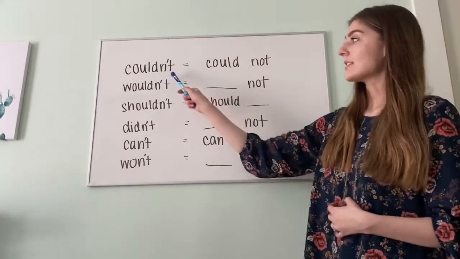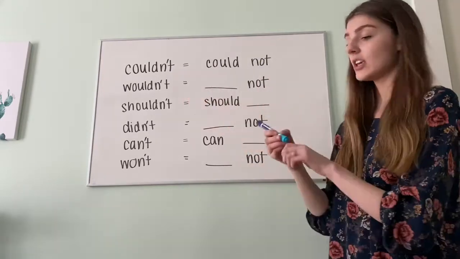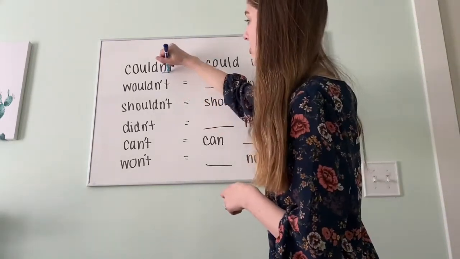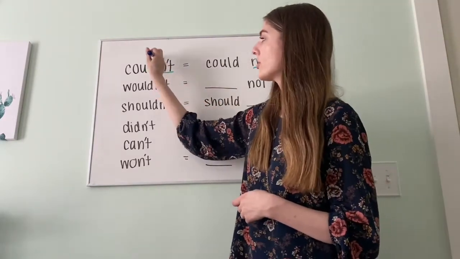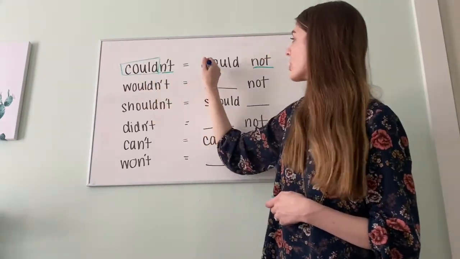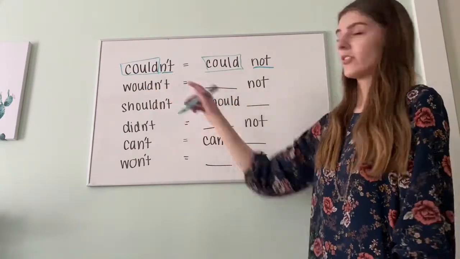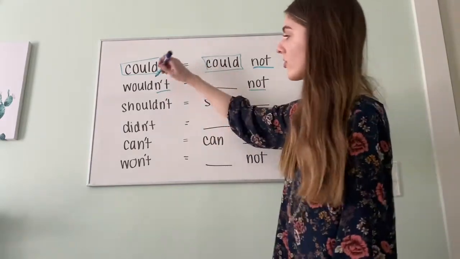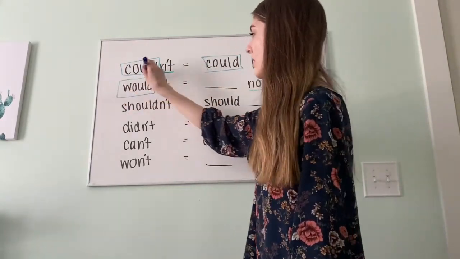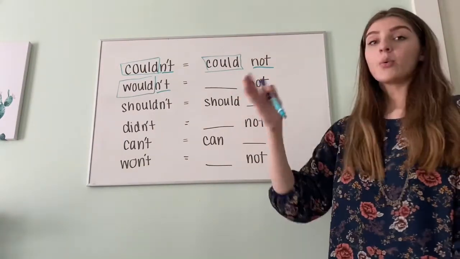So, couldn't splits into could not. Remember the NT? NT means not. And we still have the word could there. So it's could not. So wouldn't, okay? The NT is the not. And let's just figure out what that first word is. It is the word would. So I wouldn't or I would not.